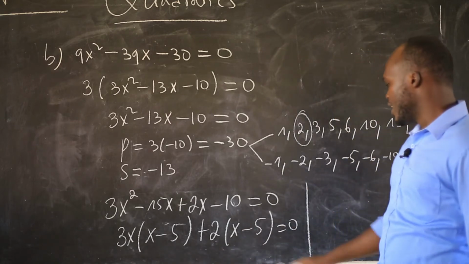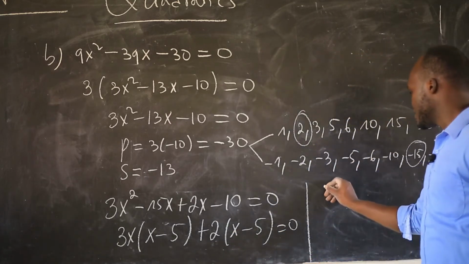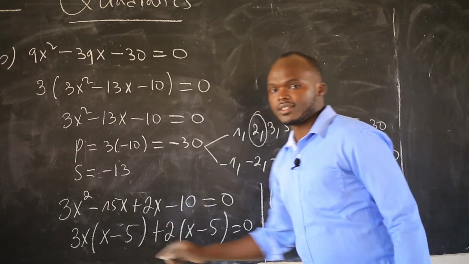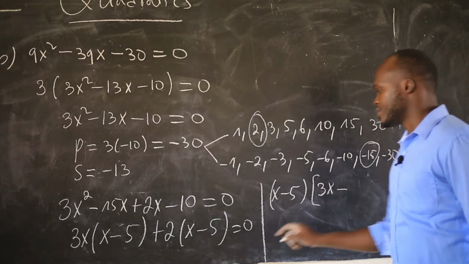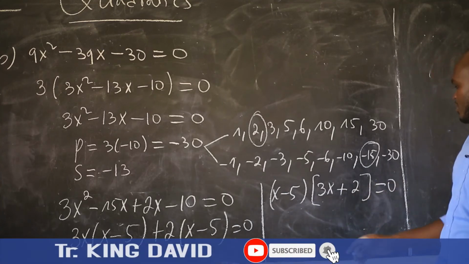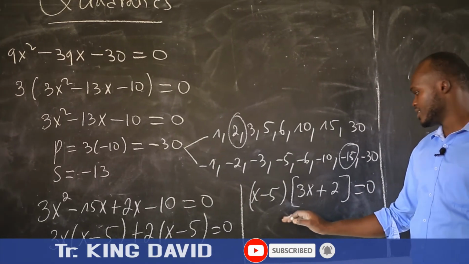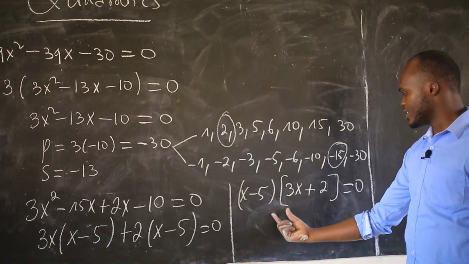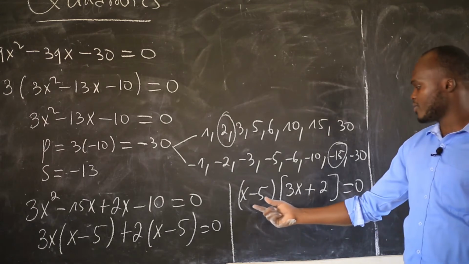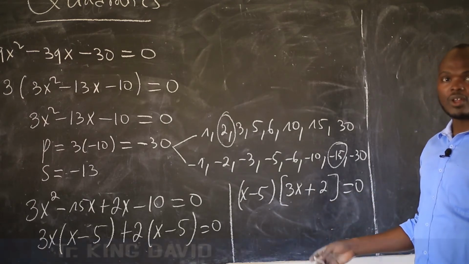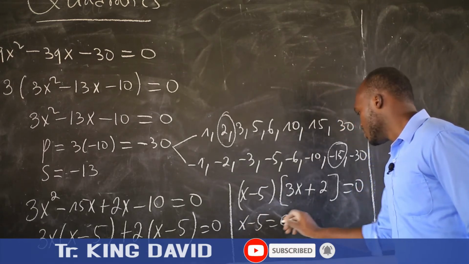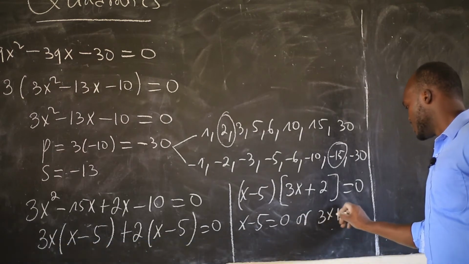Up to now, you can see that x minus 5 is common. We take x minus 5 out of the bracket. We remain with 3x plus 2 equal to 0. So this is factorization. It is already factorized. So meaning that we have 2 factors, 2 products that are equal to 0. If we have 2 factors that are equal to 0, it means that one of them is equal to 0, which means that x minus 5 is equal to 0, or 3x plus 2 equal to 0.